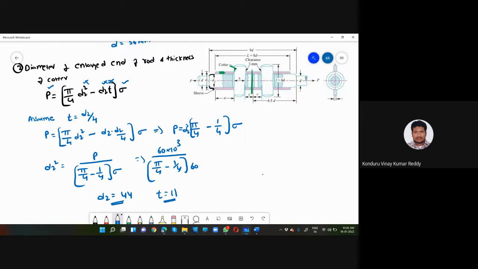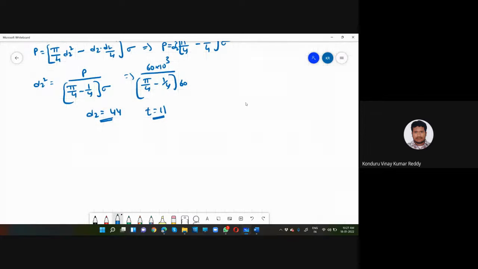See here, I have found out the thickness of the cotter. Not only that, the internal diameter of the sleeve also I have found out, that is d2. If you see over here, if this is the sleeve, this is the internal diameter and this is the external diameter. Internal diameter I have found out, that is d2. Similarly, I should find out the external diameter. If you see, external diameter is nothing but d1. That is what I will do now.